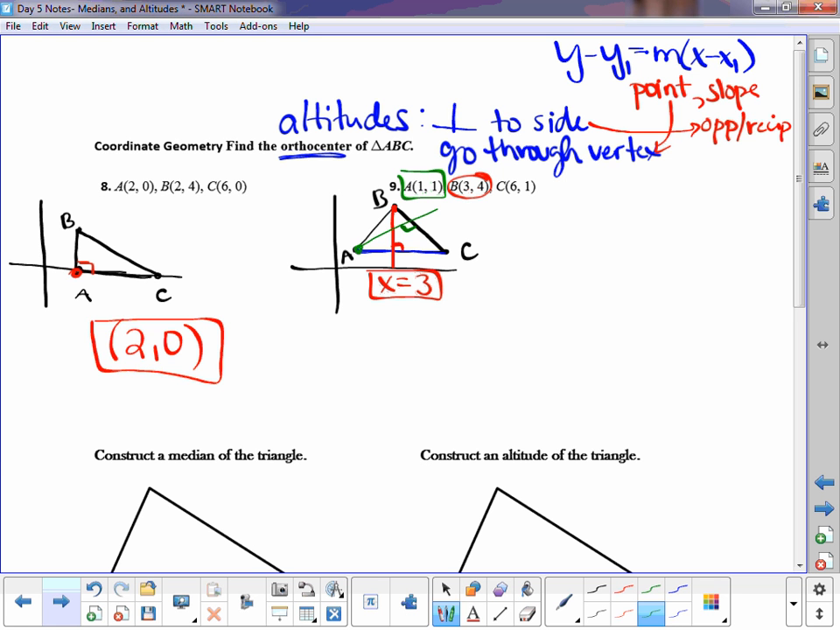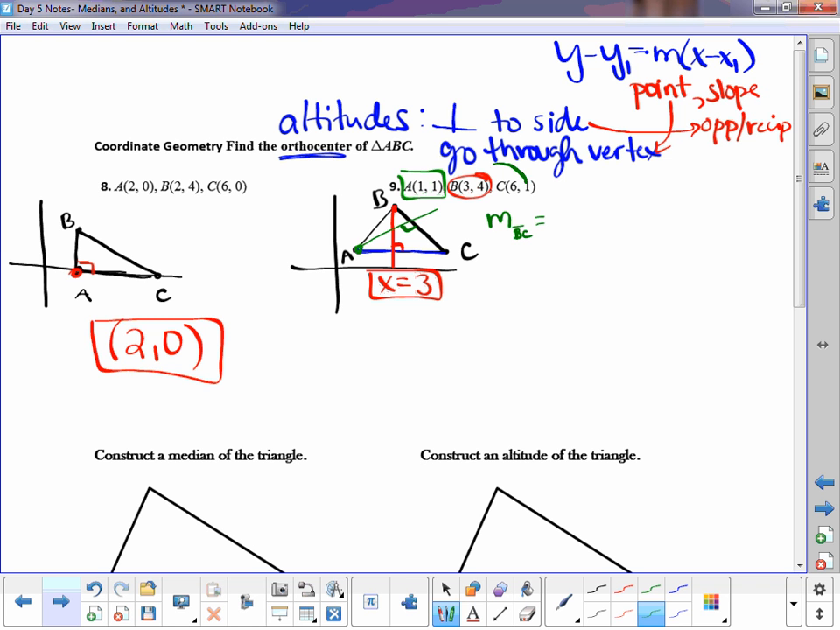The reciprocal of these. Yeah, oh yeah, it's the reciprocal. Alright. So opposite reciprocal of what slope? BC. Good, BC. It needs to be perpendicular to side BC. So we just need to do the opposite reciprocal slope of BC. Alright, let's find our slope of BC.